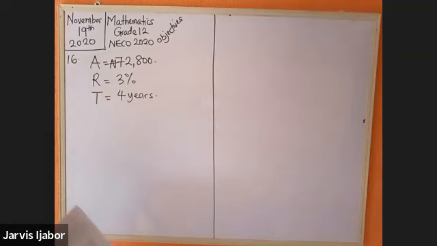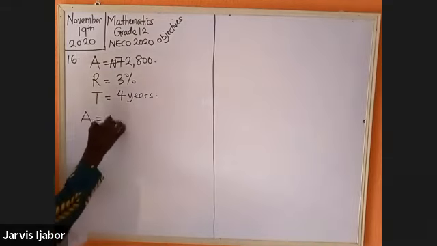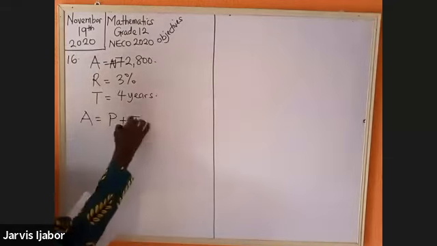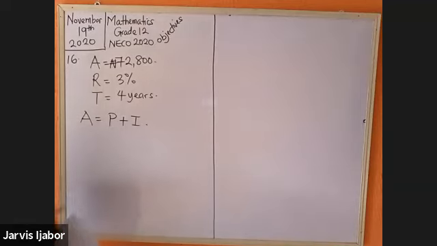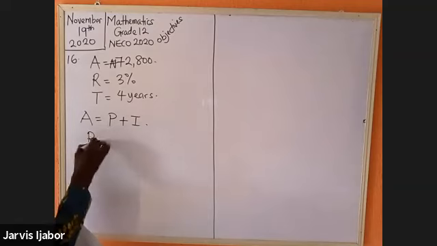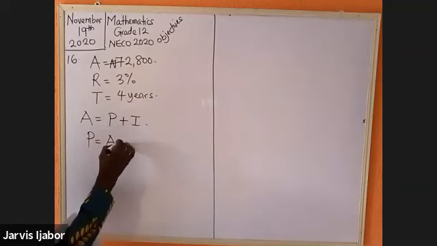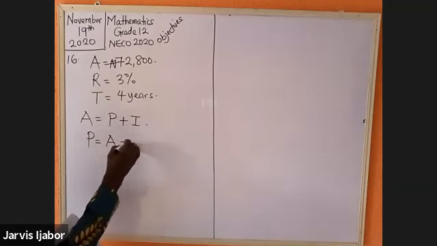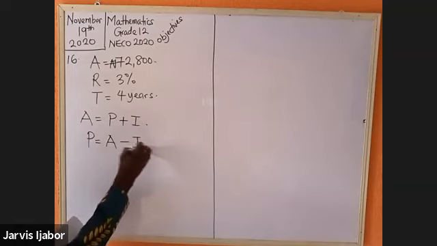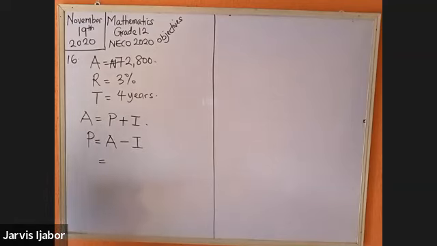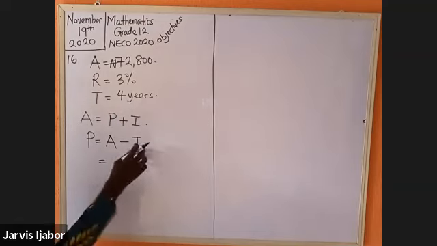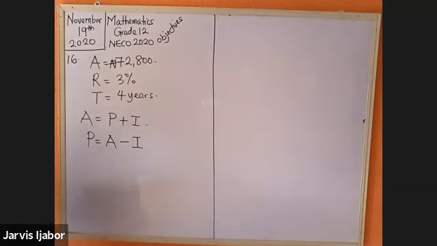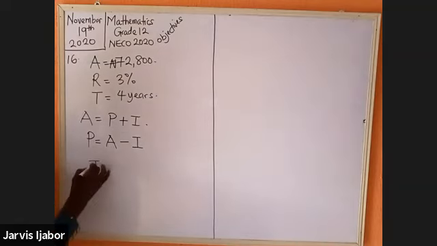Now remember that amount is essentially principal plus what? Interest. So here we're going to apply our knowledge of change of subject formula. The principal will be the amount minus the interest. The amount is given. What is the interest? So let's try to figure out what the interest is.